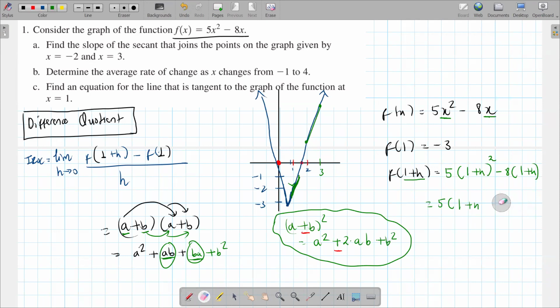So here what we're going to get is 1 plus h whole squared. What did you tell me? 1 plus h whole squared is going to be what, using this formula?